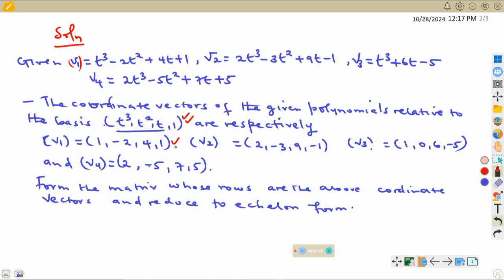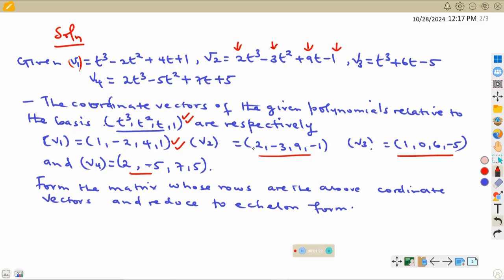So we shall be able to obtain this. Then the coordinate vector for V2, you simply take 2, negative 3, 9, and negative 1. That is with respect to the standard basis. So that is why we have this, and similarly we shall do for V3 and V4. So from that we shall be able to form the matrix whose rows are these given vectors. Then we shall now row reduce it until we obtain what we call the echelon form.